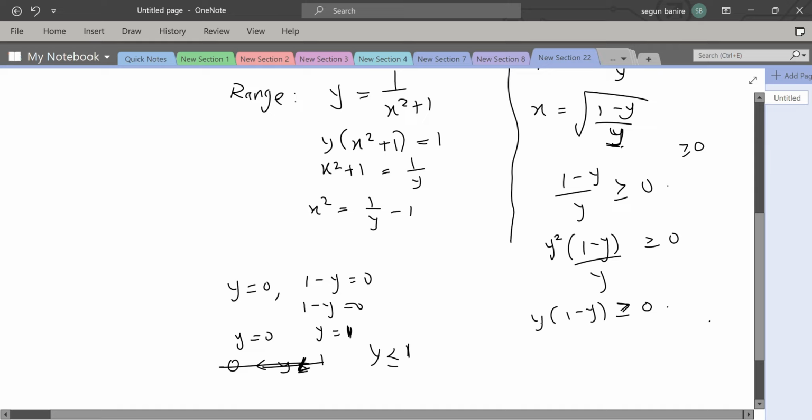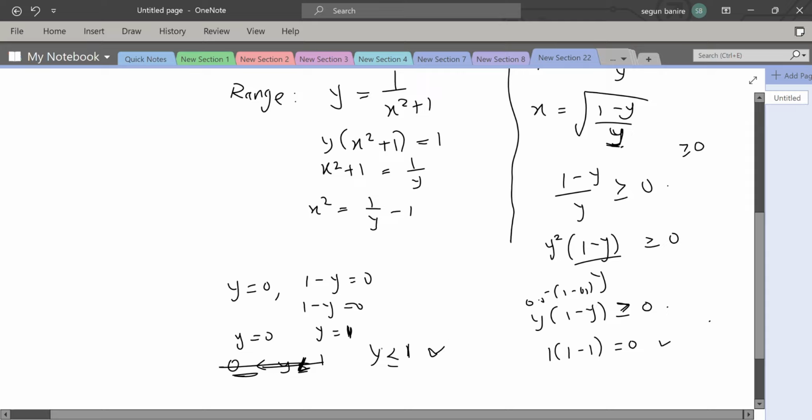When y is 1, we get 1 times (1 minus 1), and this is equal to 0. The condition is satisfied. When y is, let's say, 0.5, you get 0.5 times (1 minus 0.5), so you still get a positive value. So this is valid. Now let's look at the other one.